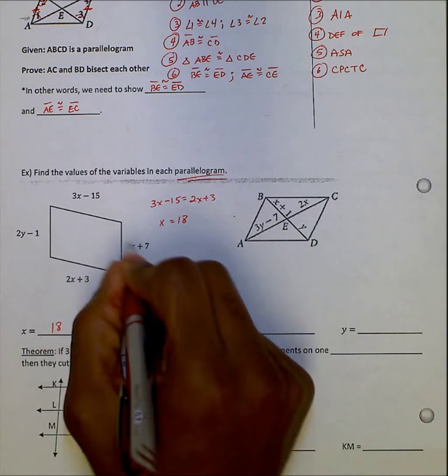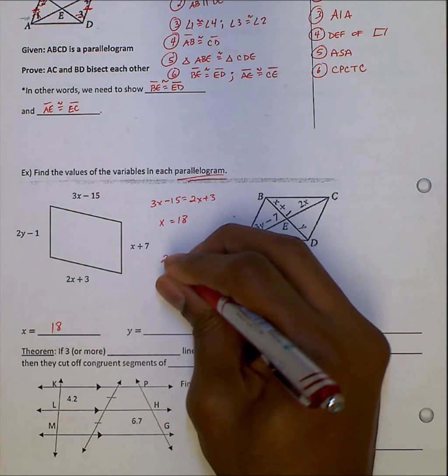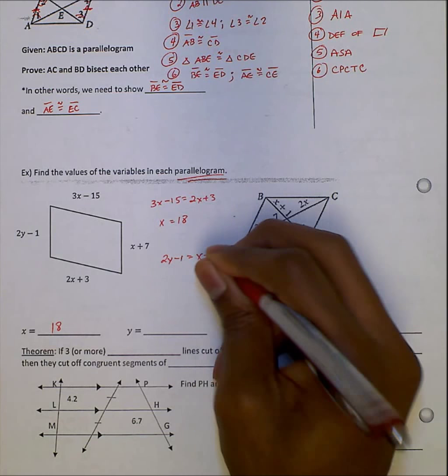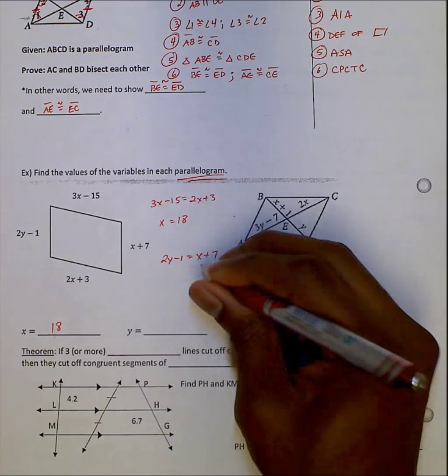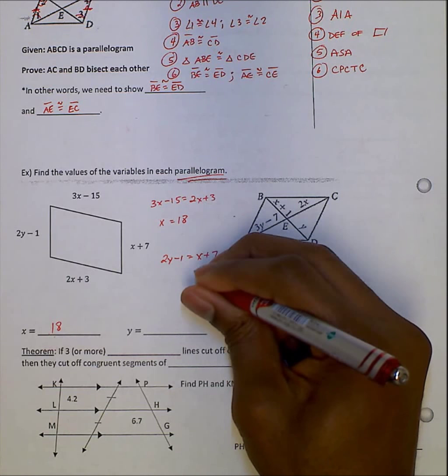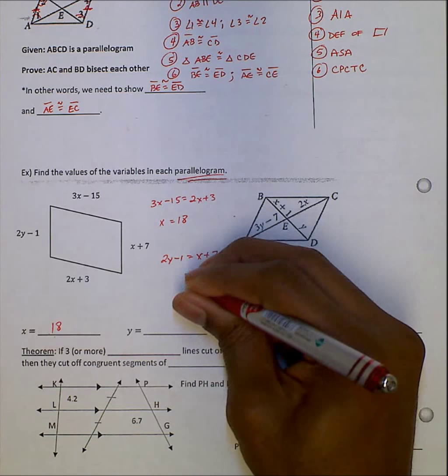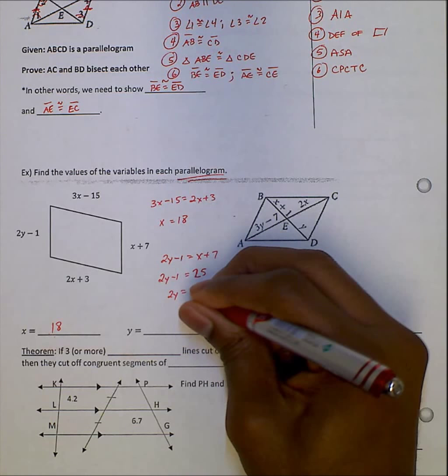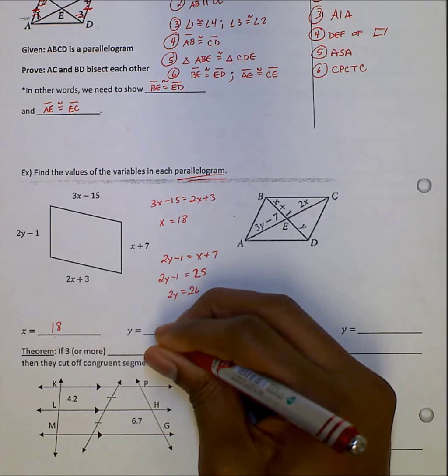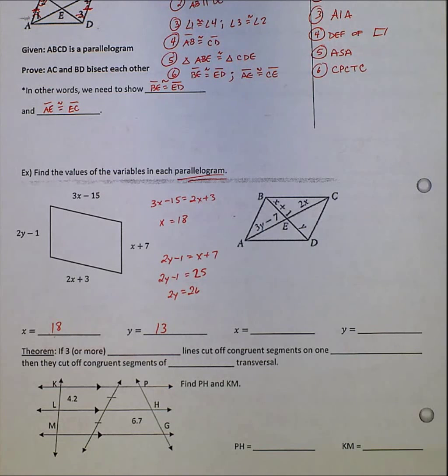Here I have the same kind of setup, but here I have x. Luckily for us, we just found x. X is 18. 18 plus 7 is 25. 2y minus 1 equals 25. 2y will equal 26. And y will be 13.